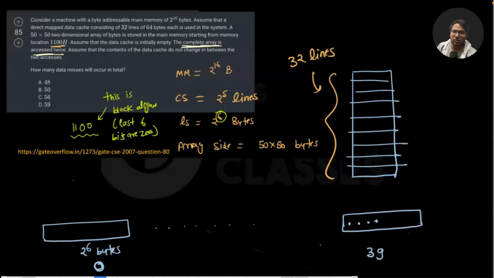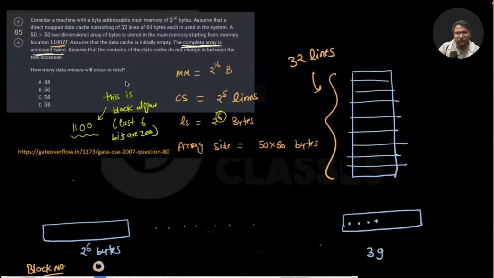I just looked at how the array looks in the main memory. This is block number 0, and this is block number 39. The last block may not be containing complete array elements, but that's fine. These are the only 4 elements. Now they're saying the array elements are accessed twice. By the way, for convenience, I'm writing block 0 and block 39, but the actual block number could be different. The reason is that they have given the address also, 1100. Can you tell me the actual block number?